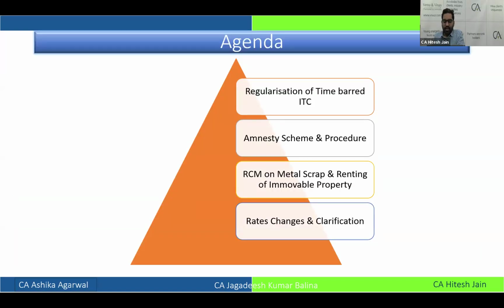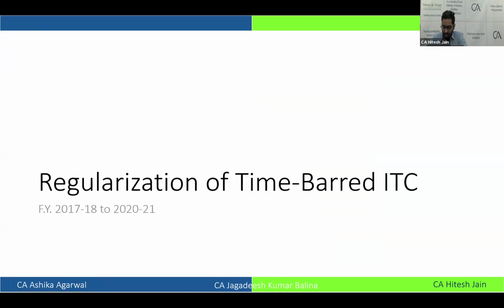So, as I discussed earlier, my agenda for today would be regularization of time-barred ITC, Section 16 subsection 5, and Section 16 subsection 6.